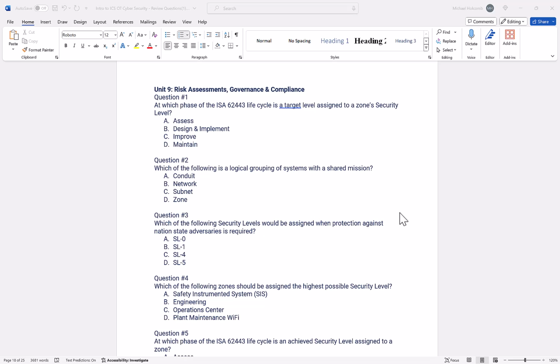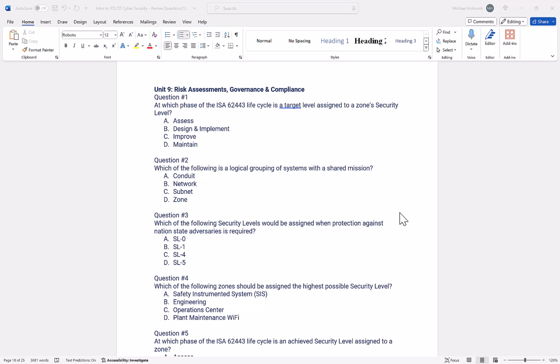Question number 3, which of the following security levels would be assigned when protection against nation-state adversaries is required? So if we do work for an environment, they're saying we're going to spend the money and have the team members and all the tools and all the resources to protect against nation states. The highest level, the highest security level you could have is 4, right? That means we're protected as much as we can be against nation states. SL5 does not exist. So it's one of those wrong answers. So C, SL4.